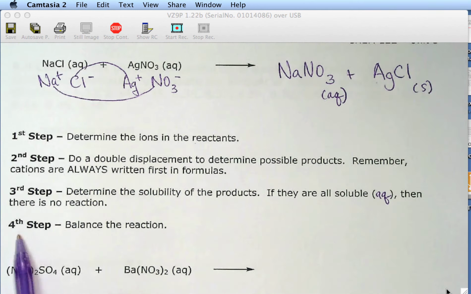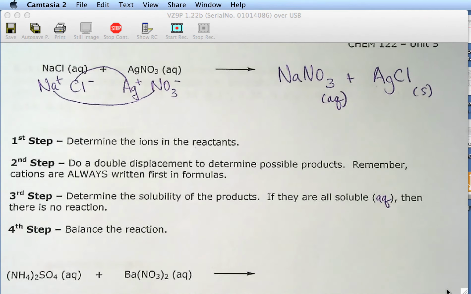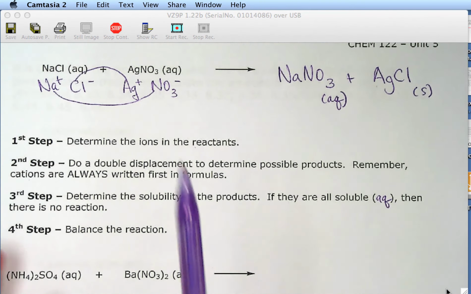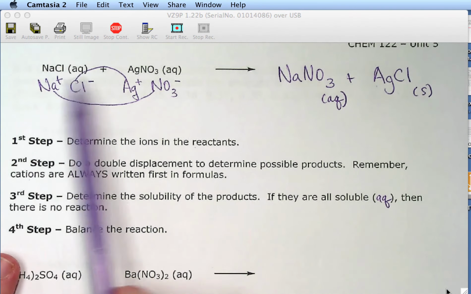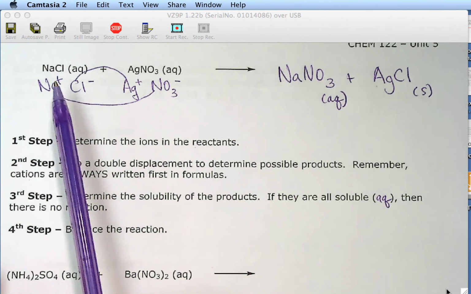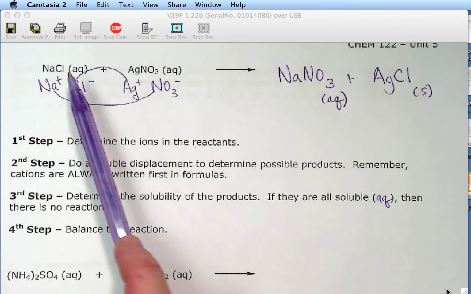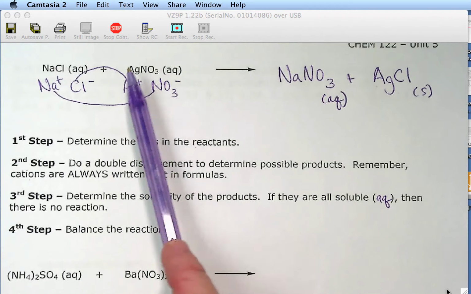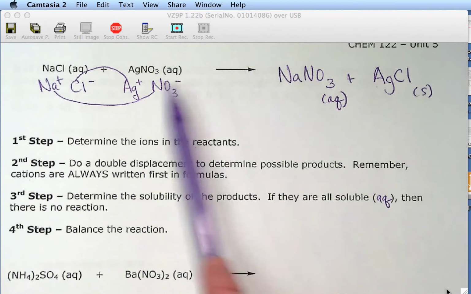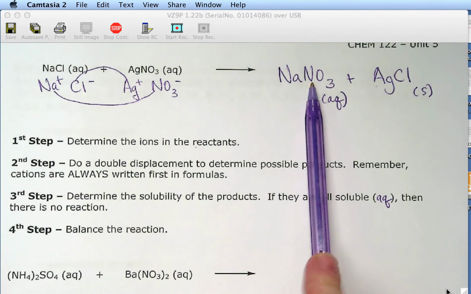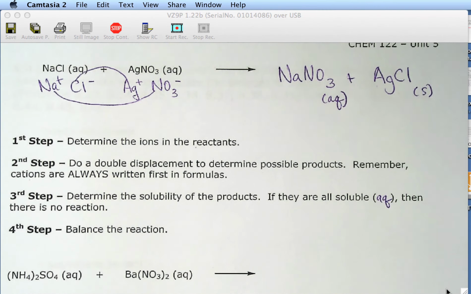So the fourth step is to balance the reaction. The first few that I do, I try to keep pretty simple. It's just a 1-to-1, so we shouldn't have to balance, but let's double check to be sure. 1 sodium, 1 sodium, 1 chloride, 1 chloride, 1 silver, 1 silver, 1 nitrate, 1 nitrate. So this is all balanced. And you can leave the coefficients blank or you can put 1s. So we'll stop here.